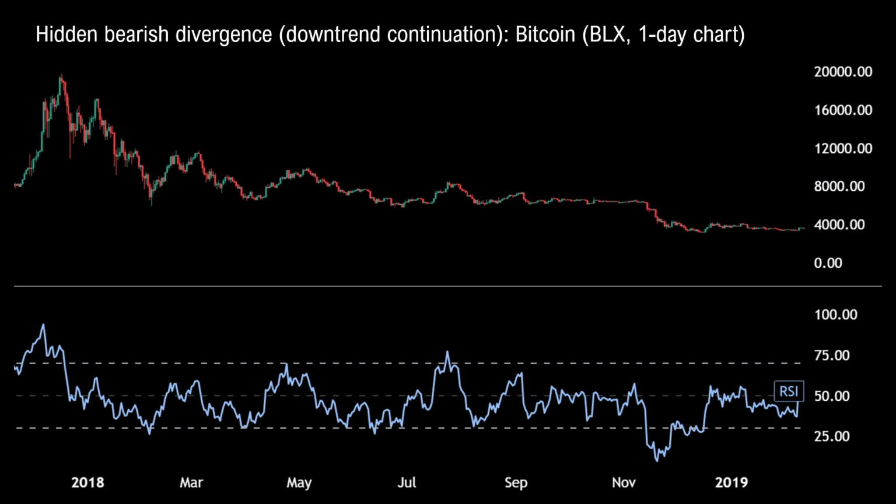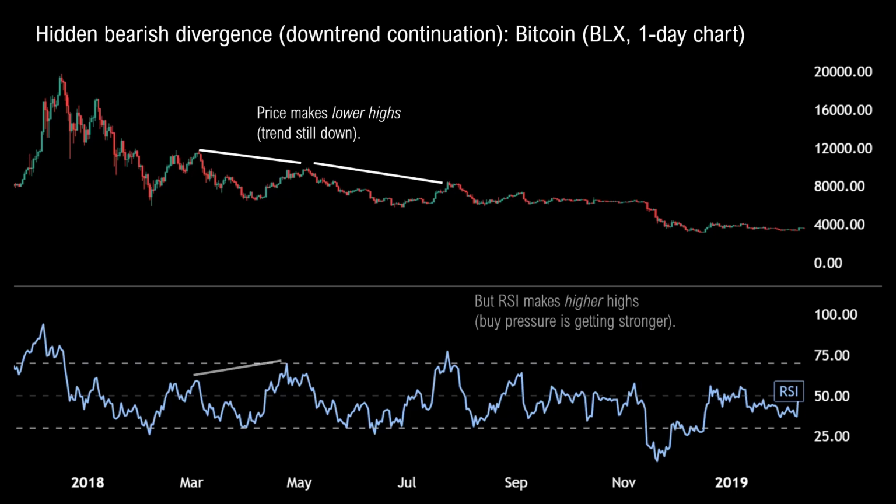So what about hidden bearish divergence? Well, here's an example on the Bitcoin 1-day chart. In this case, the price makes lower highs, so the trend is still down. The RSI, meanwhile, makes higher highs, meaning buy pressure is getting stronger. Still, even with all that strength, buyers still couldn't get the price to make a higher high. This hidden bearish divergence would have been a warning sign for investors to potentially sell the rally.